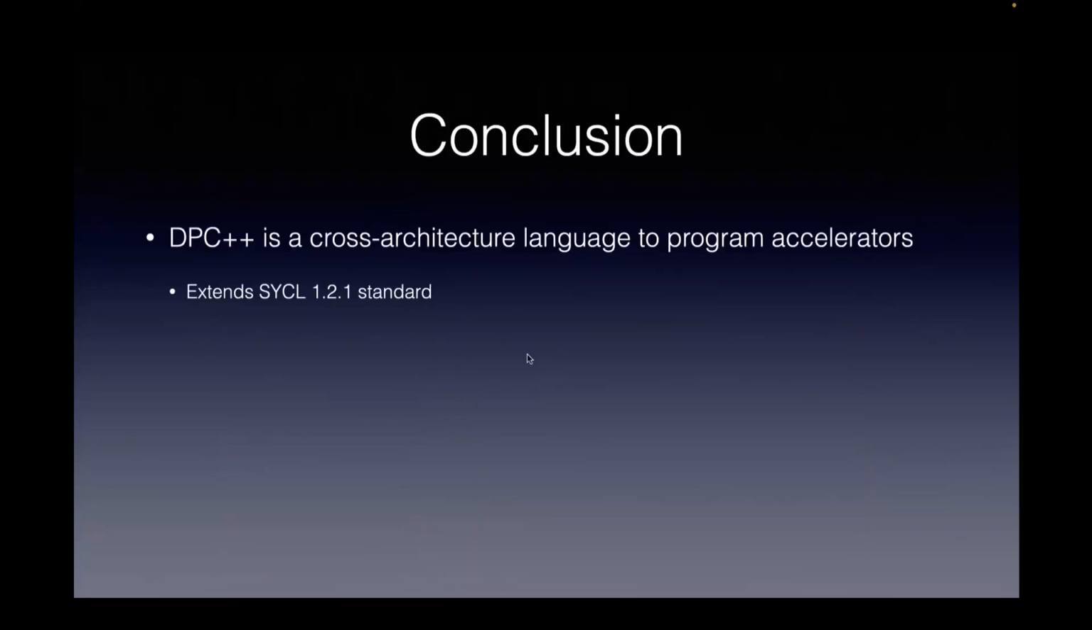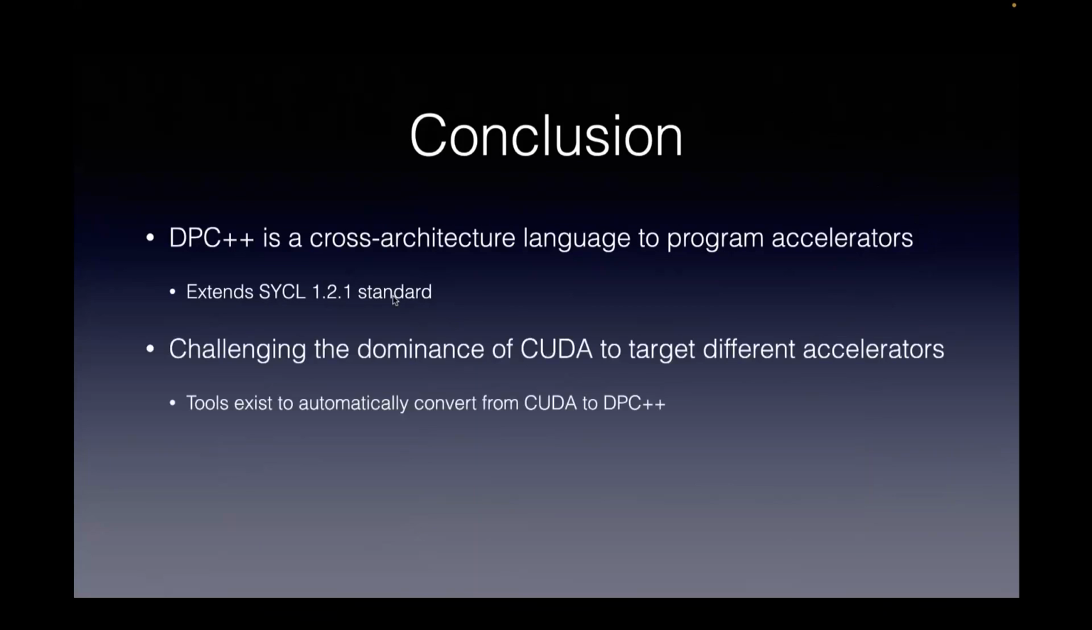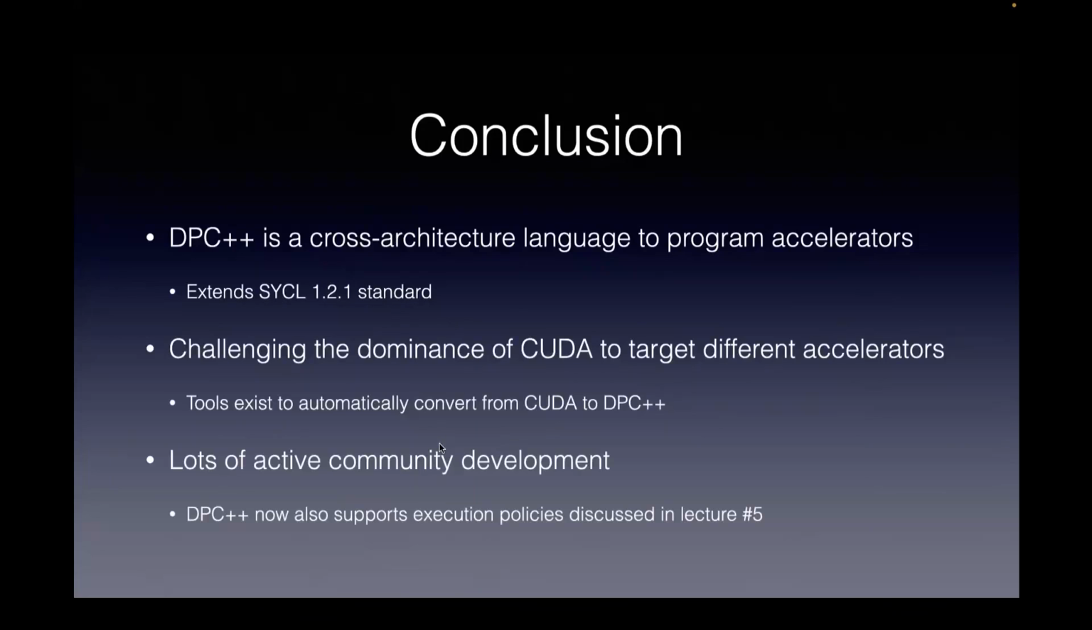So DPC++ is a cross-architecture language to program accelerators. It extends SYCL 1.2.1. It really is challenging the dominance of CUDA to target accelerators, right? And there are actually tools out there that enable you to automatically convert from CUDA to DPC++, giving you a lot of advantage in terms of getting a starting code that's functional with DPC++ and then optimizing it from CUDA.